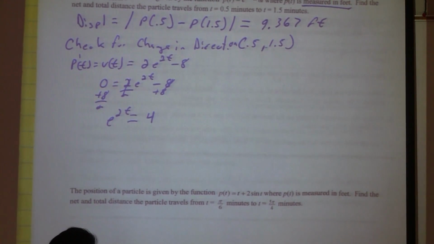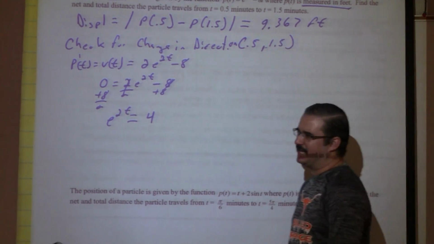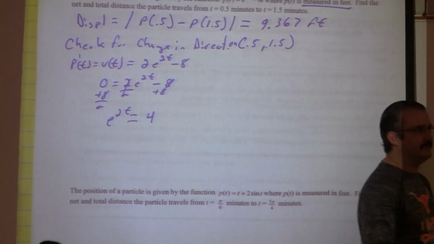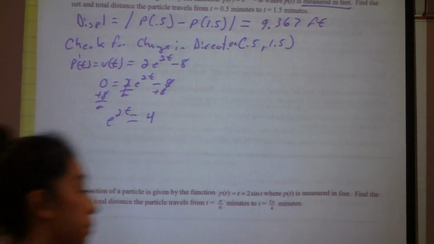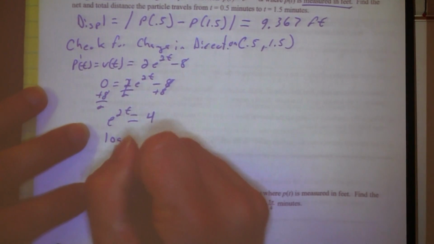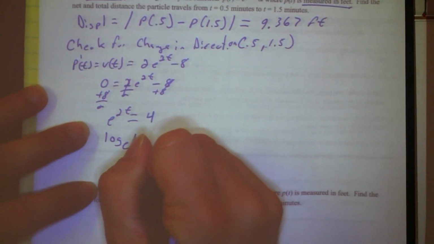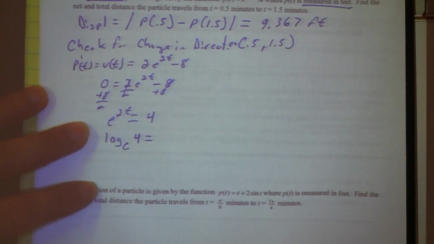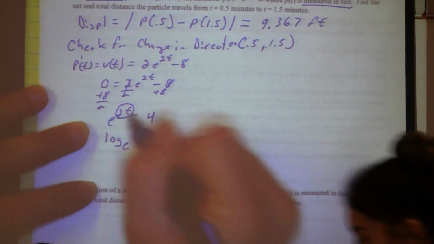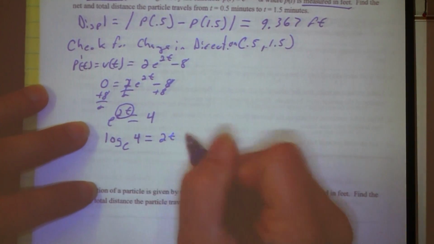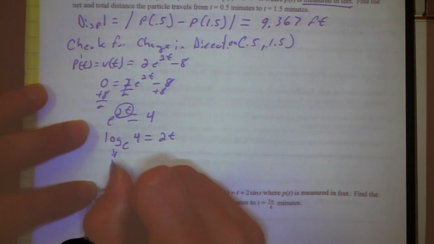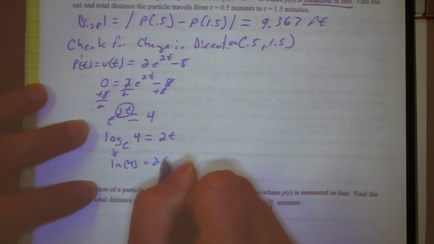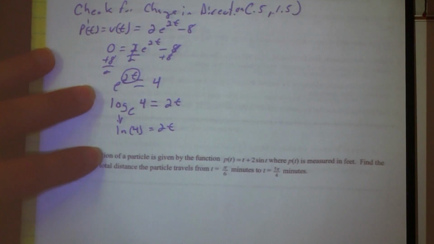Remember when you were in pre-cal or algebra 2? You got to a point with an exponential function where you couldn't go any further. You had to rewrite it in another form, which would be, in this case, logarithmic form, right? So this would be like saying log base e of 4. Remember, logarithms are always equal to an exponent, so this log equation should equal 2t. What is log base e? The same thing as ln, right? So we know this is just ln of 4 is equal to 2t. And then to get t by itself, I divide by 2.